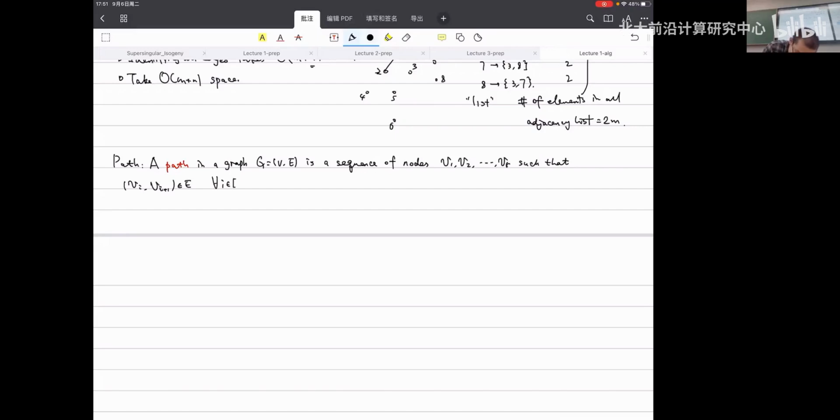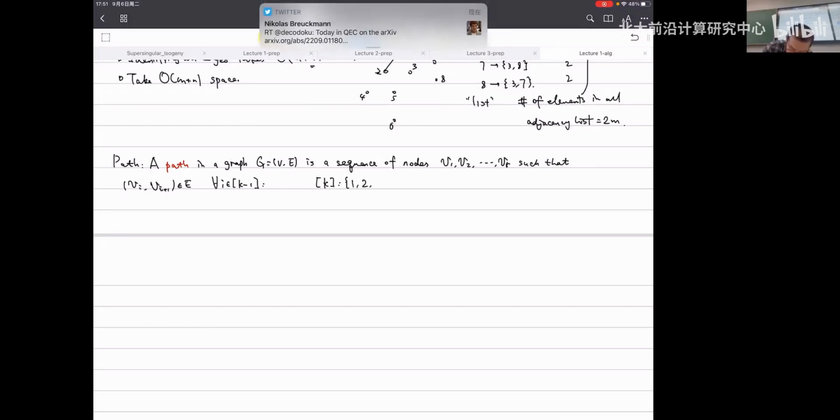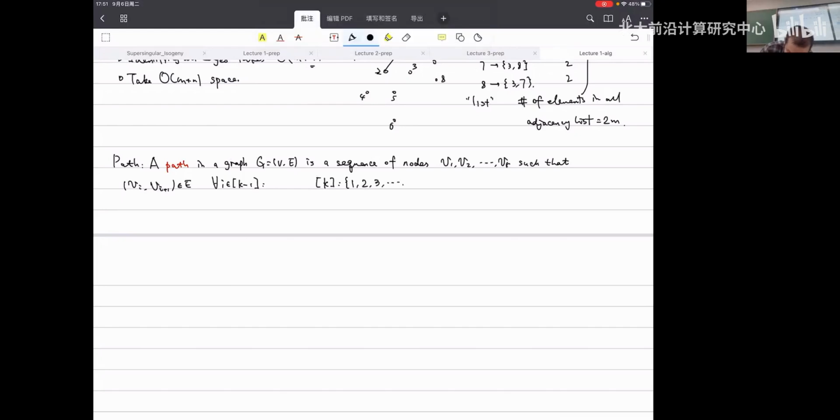In this class, we write this notation: i belongs to [k minus 1]. In general, when we write [k], this represents the integers 1, 2, 3, etc. up to k. And of course, if you write [k minus 1], this represents the integers 1, 2, up to k minus 1.